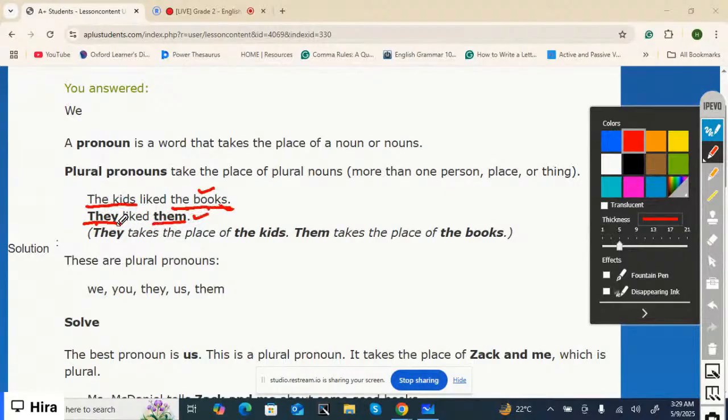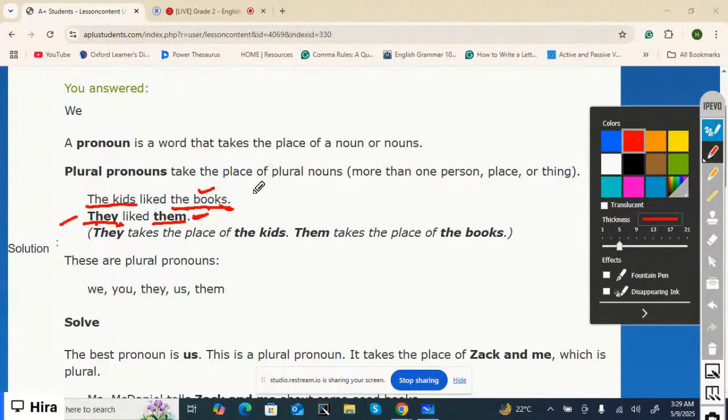Well, why are there two different words? They are not different. Well, their place is different. They is in the subject place and them is in the object place. Them is the object pronoun. They is the subject pronoun.